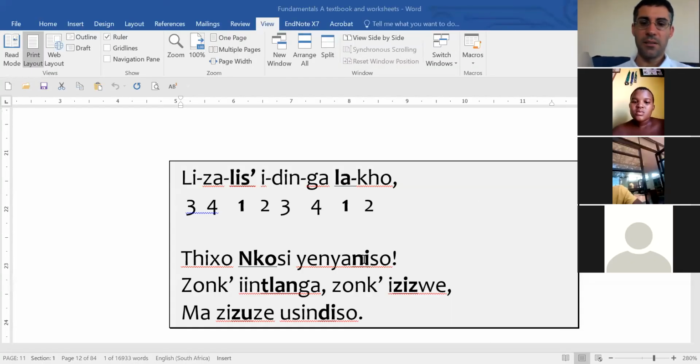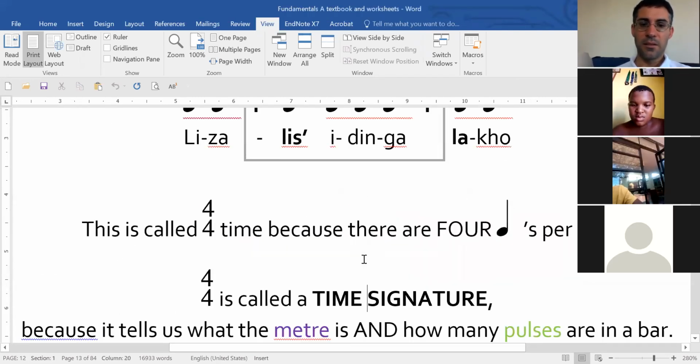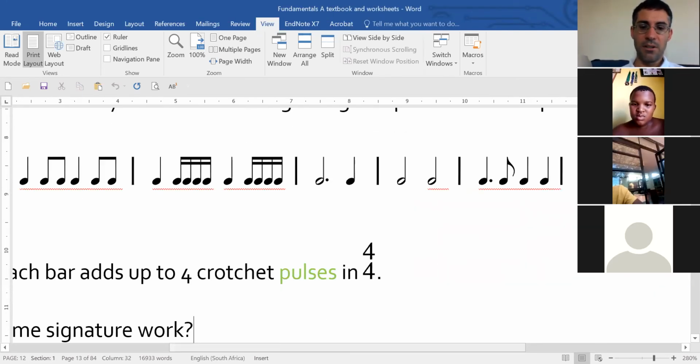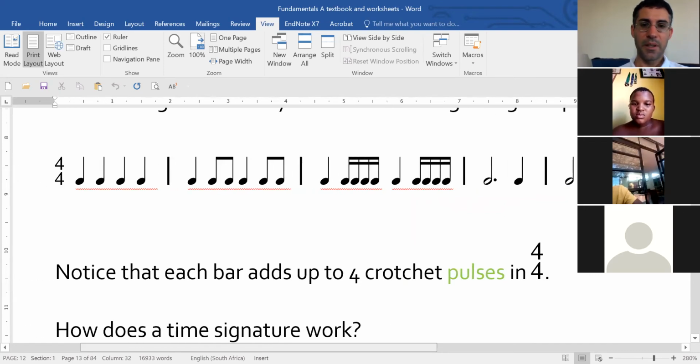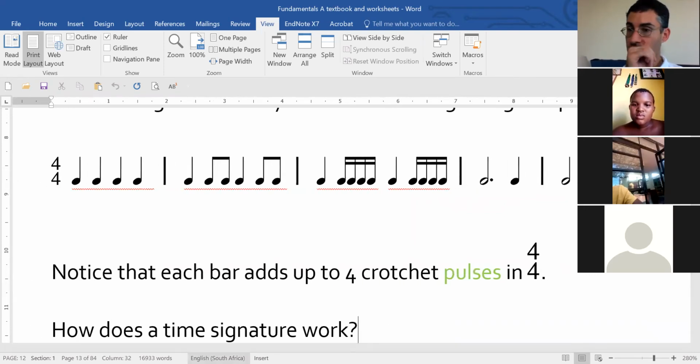Right, let's go down here. Let's have a look at this pattern over here. Can you see the picture now where it says 4, 4 at the beginning? And then there's crotchets. The 4 at the bottom tells us we're dealing with crotchets. The 4 at the top tells us the pattern is 4 crotchets. Okay, there are 4 of them. So here's the first part of the pattern. 1, 2, 3, 4. Now we finished the first one, so we put a bar line.